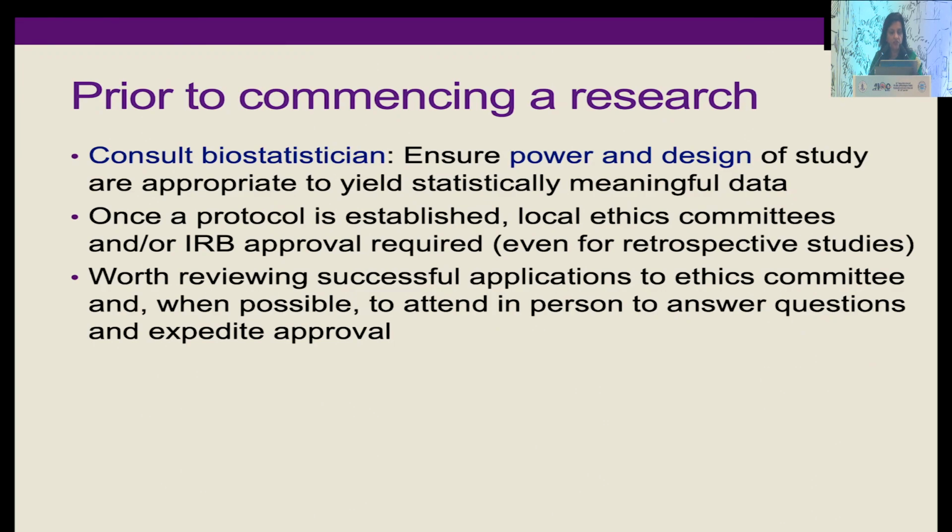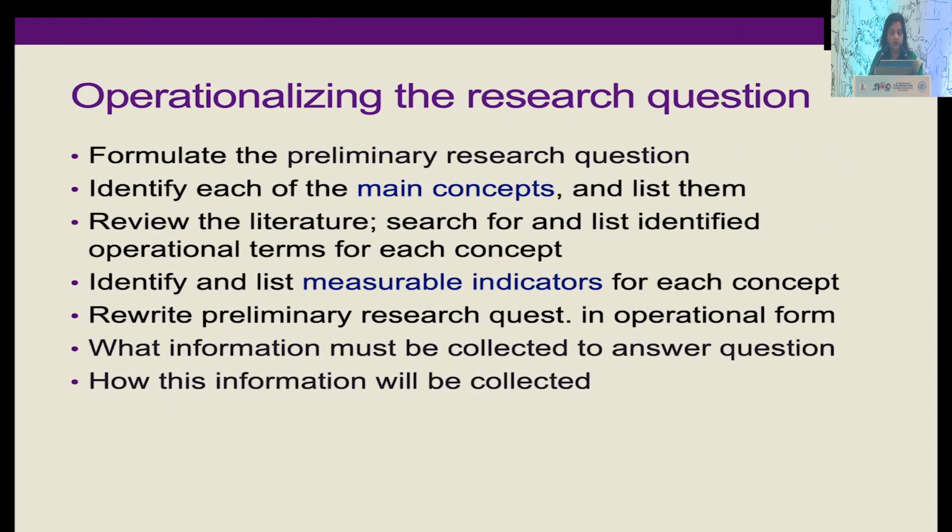Of course, if your research requires the help of a statistician, you should always take that, especially for the power and the design of the study, because otherwise it will never get published. And very importantly, you have to take ethics committee or IRB approval for that. It is important to identify the main concept, to see the measurable indicators for each concept, to rewrite the preliminary research question in really operational form.